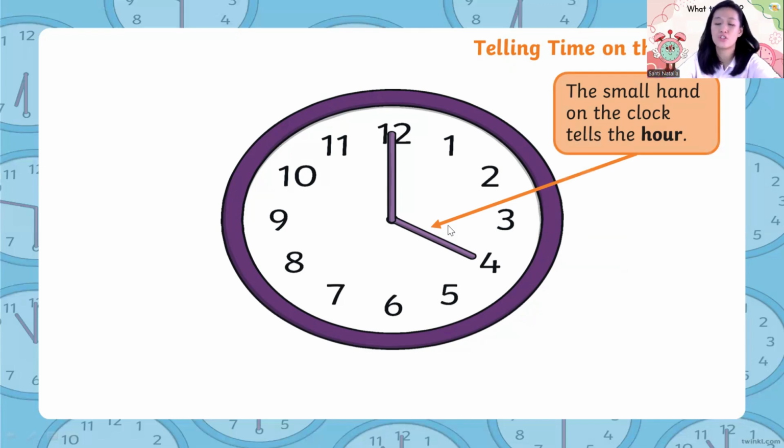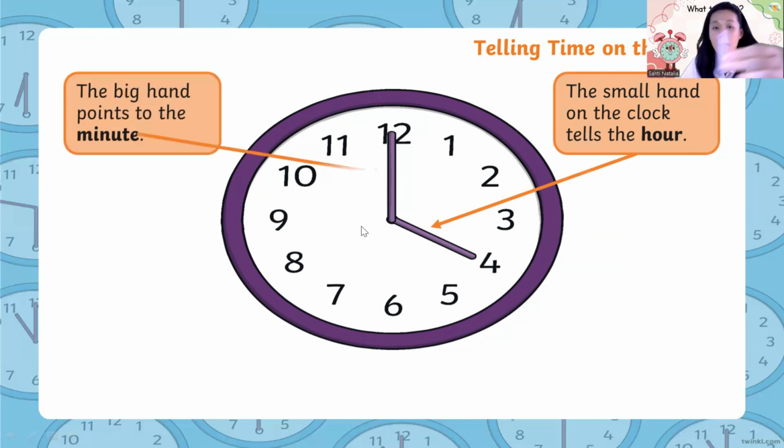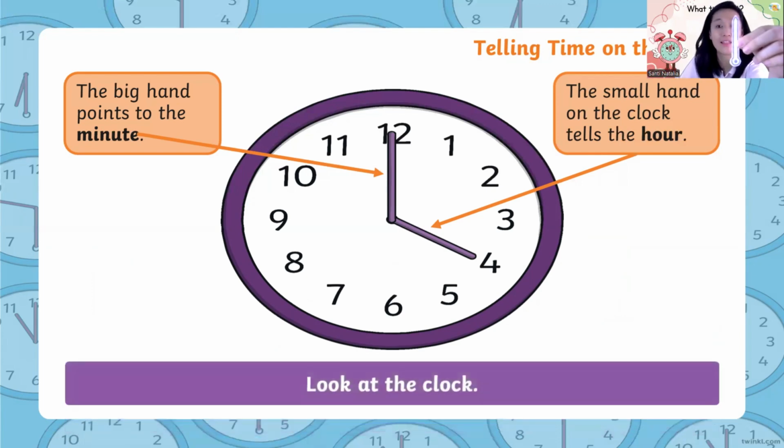Now, can you find the shorthand, children? I gave you a clock with the two hands and the numbers. Now, can you find the shorthand? Yes, this is the hour. And how about the long hand? The long hand points to the minute. Can you show it to me? Yes, this is the minute hand, the long one. Look at the clock.